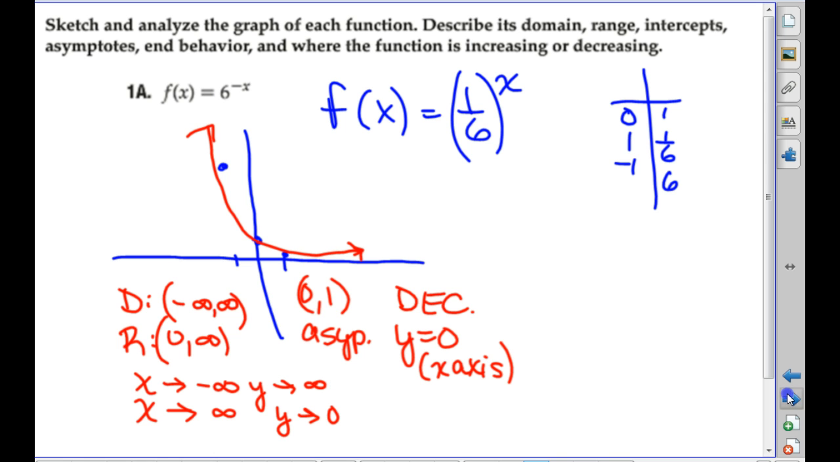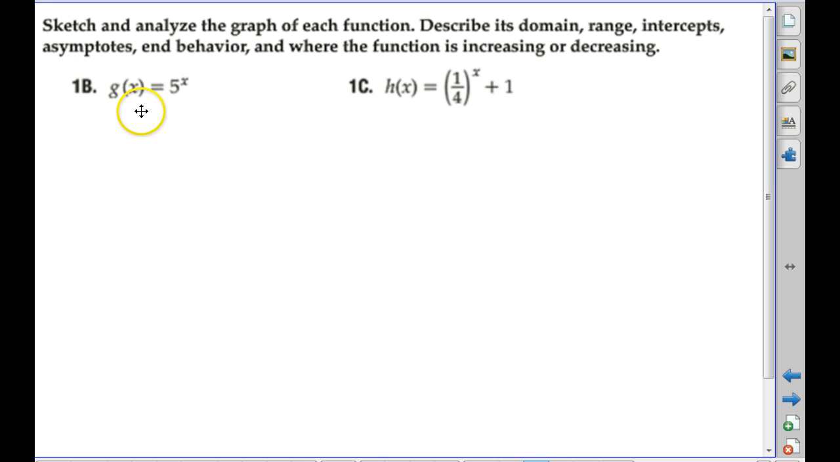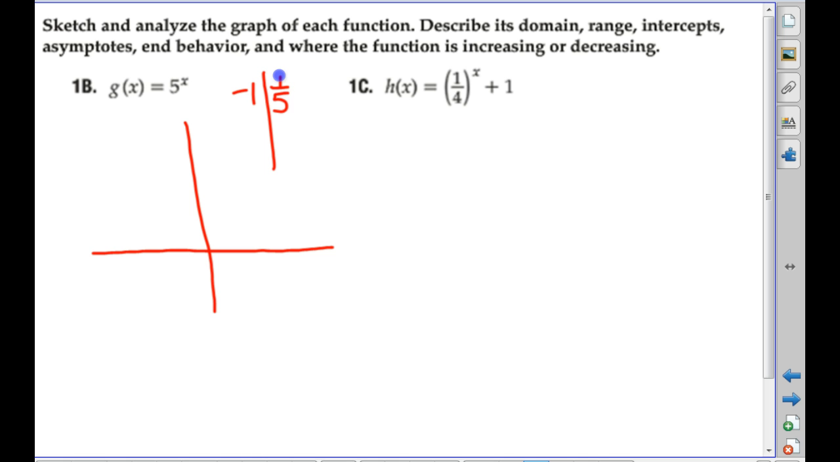All right, on 1B, I'm actually not going to list all of this stuff, but maybe we will, quickly. What's going to happen here? If you put in a -1, you will get out a 1/5. If you put in a 0, 5 to the 0 is 1. Put in a 1, 5 to the 1 is 5. So negative 1 is a very small number, then 0, 1, then 1, 5. It's going this direction.